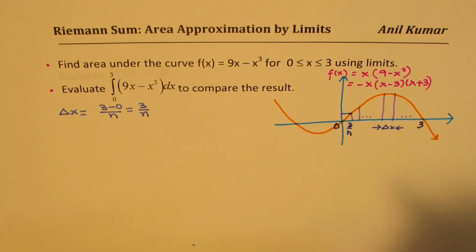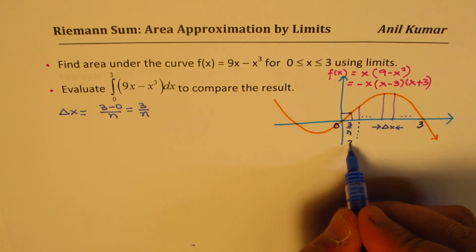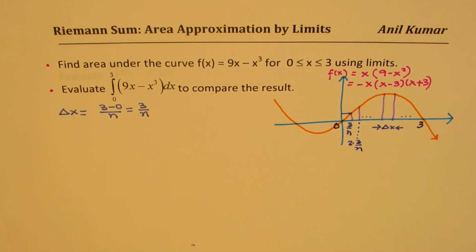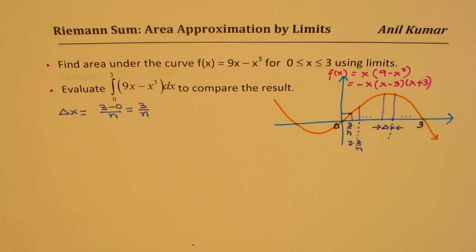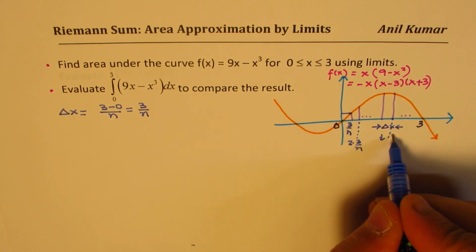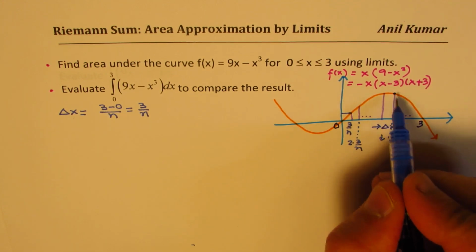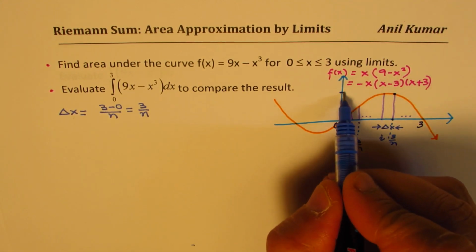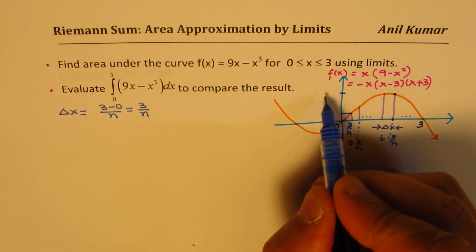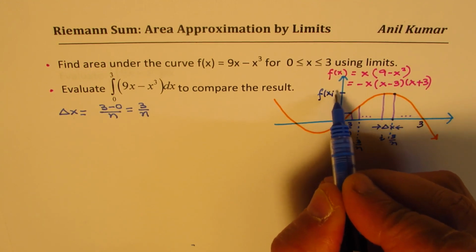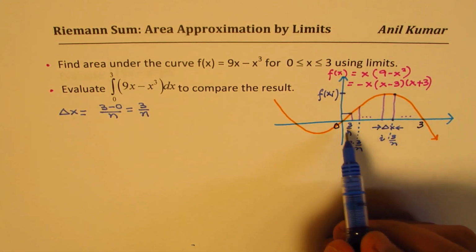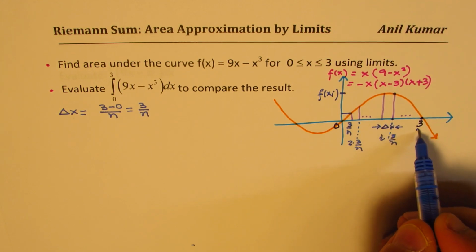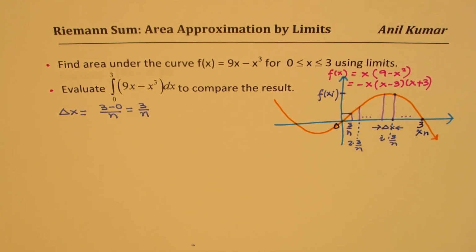The second one will be where? 2 times 3 over n, right? So if I have this one, which I am saying the ith one, will be i times 3 over n, correct? So here the function value will be f of xi, correct? So in general, i can vary from 0 to n. So this will be xn, the last one.